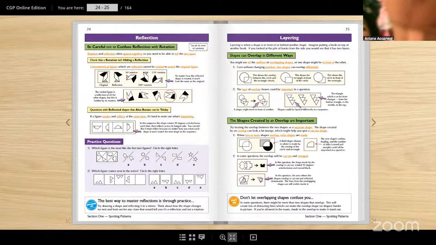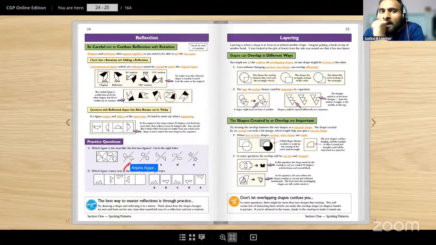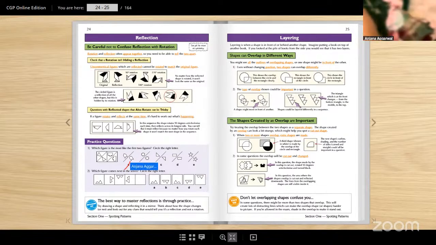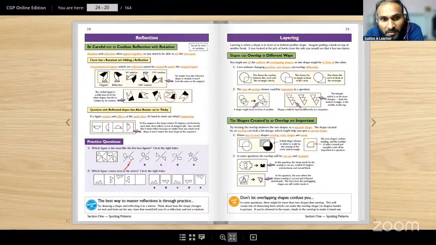Okay, shall I show you the question? Practice questions. Which figure is the most like the first two figures? Circle the right letter.